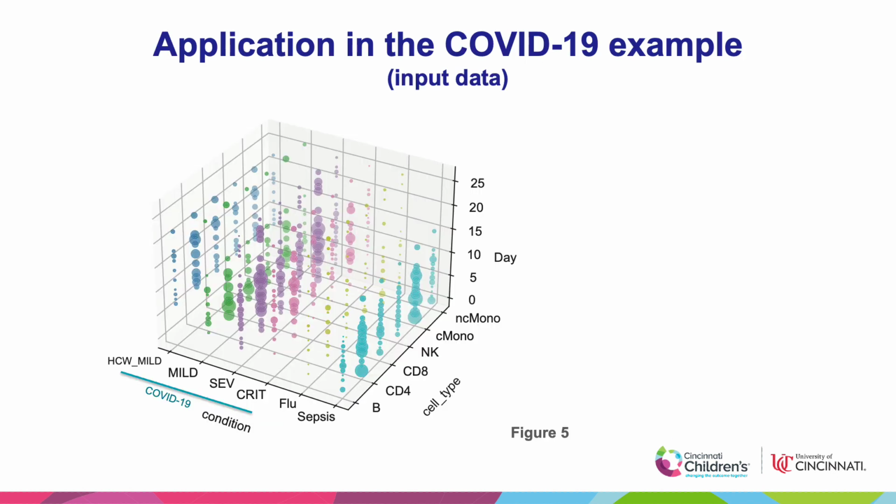So with the benchmark results showing that CellDrift achieves better results than other alternative approaches, we further extend CellDrift to real examples, including this COVID-19 example here. This is a pretty complicated COVID-19 example with multiple disease conditions, multiple cell types, as well as different days since disease onset, which is a time point covariate.